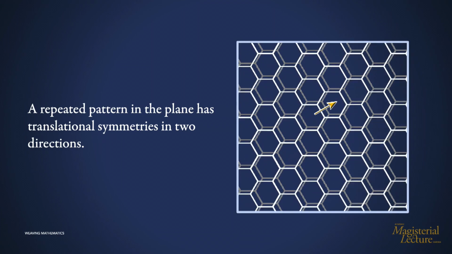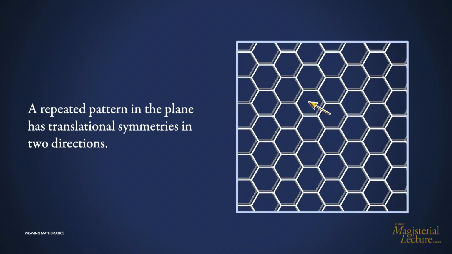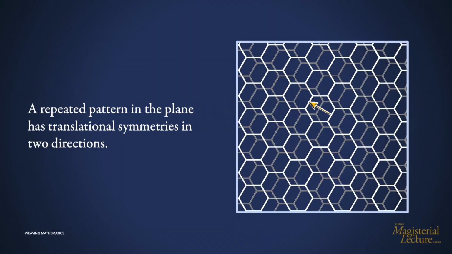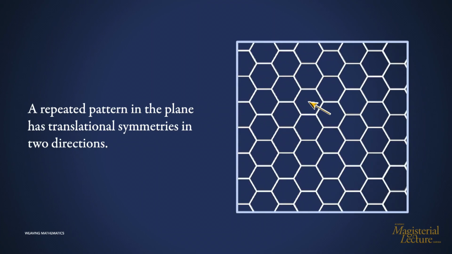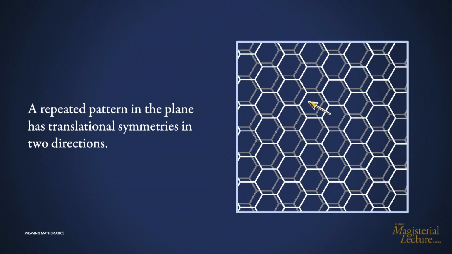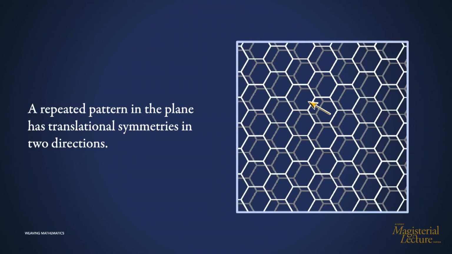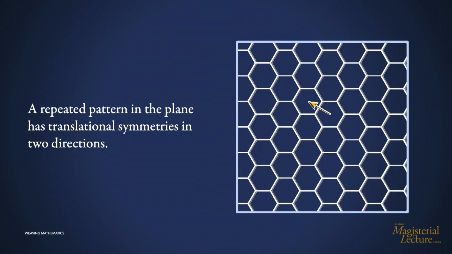So let us again take a look at this other vector, and notice again another shift of a certain distance in another direction. So this is another example of what we call a translational symmetry of this particular honeycomb tiling. So we have seen now two different translation symmetries. A repeated pattern, such as this honeycomb tiling, has two translation symmetries in two directions.